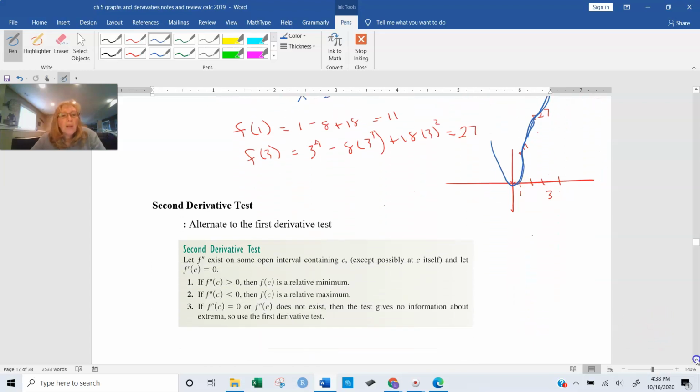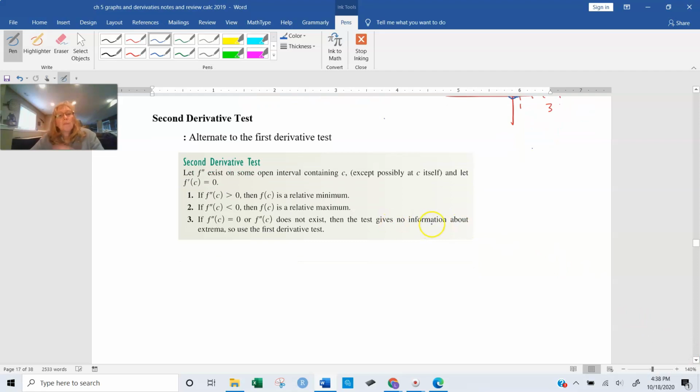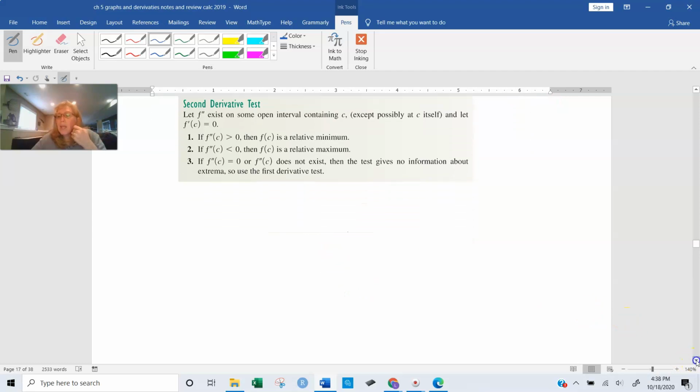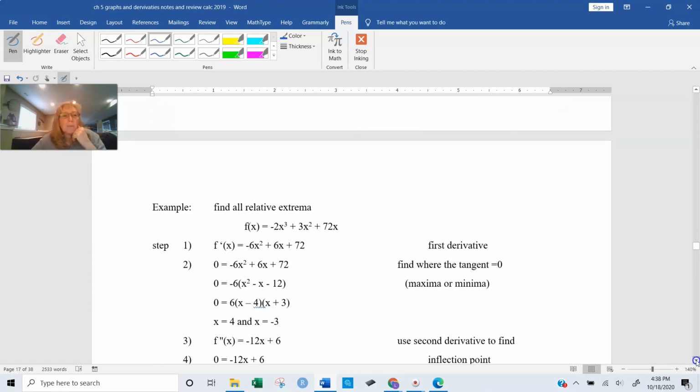Okay, next point. Second derivative test. If it's greater than 0, it's a min. Less than 0, it's a max. Equal to 0, it either does not exist or it equals 0. It's one of those two. So those are the points that we were looking at last time when we were graphing.